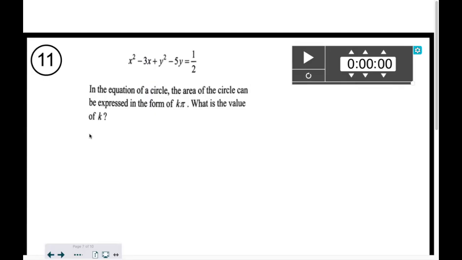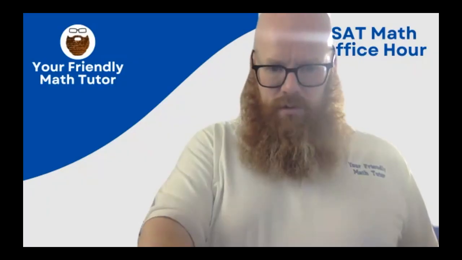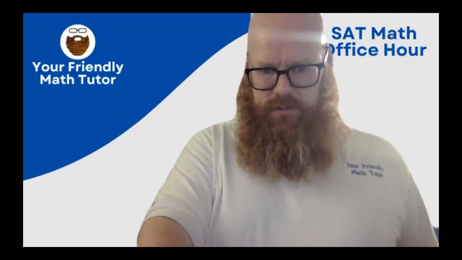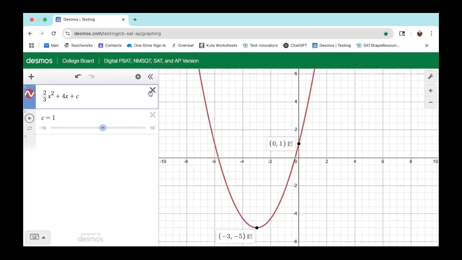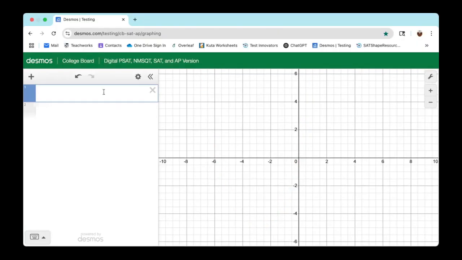So if they want the area expressed as k pi, let's remember the area of a circle is pi r squared. So just notice that r squared is k. So we're just going to go to Desmos, find the radius, and square it, and then that's the answer. So let me jump over to Desmos and just show you real quick why Desmos can be super simple for these circle problems, because all we have to do is type it in just as is. We don't have to do any rearranging.